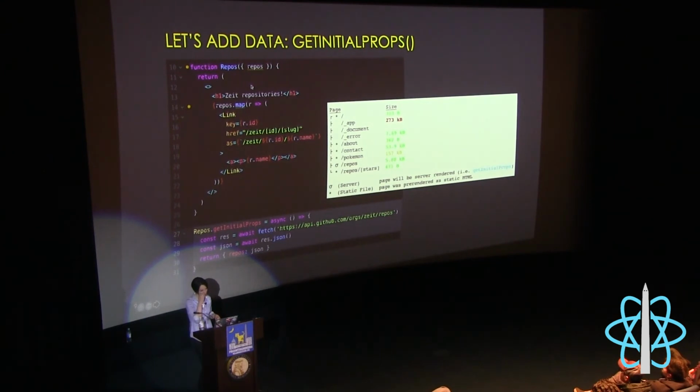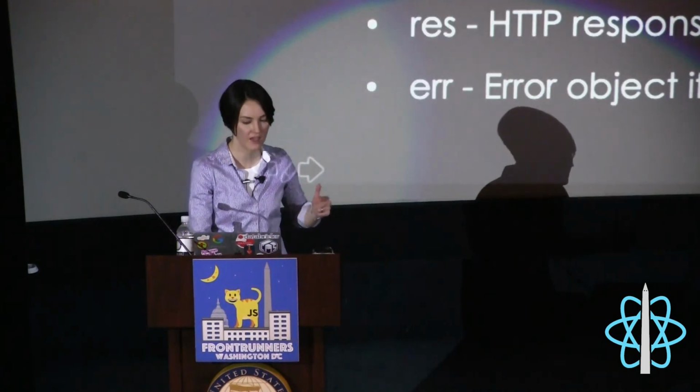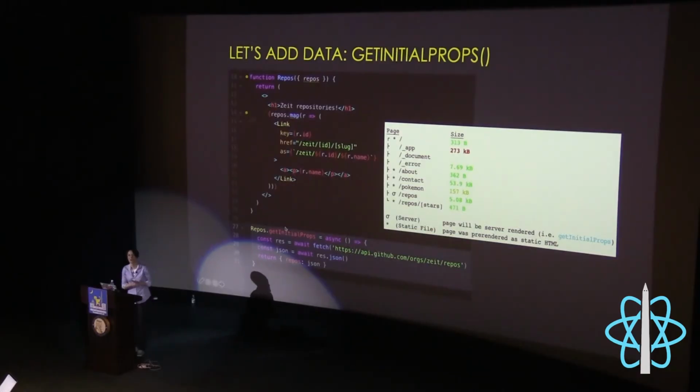And you can see that directly in the build. So we have here now the Sigma for repos, our page here. It's because of the presence of getInitialProps, that's a flag for the builder, that this is now a microservice. It cannot be rendered as just static content.